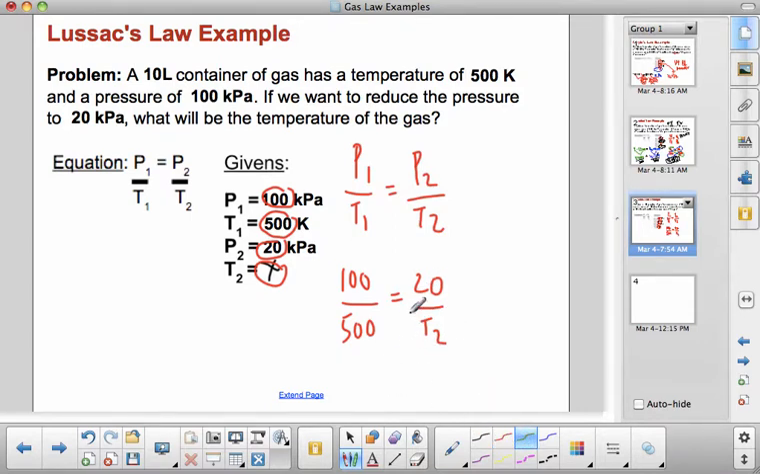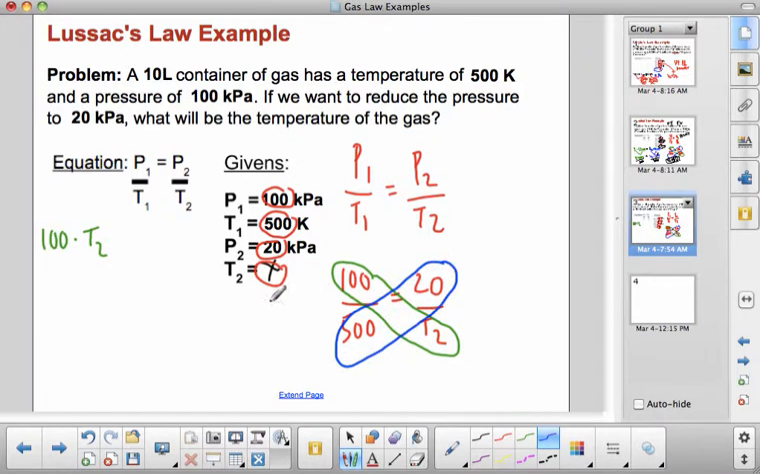The easiest way for us to solve for this T2 variable, I feel, is if we do cross multiplication. So again, we're going to multiply what's on top of this side across the equal sign to the bottom of this side here. So we're going to take the 100 and multiply it by the T2. We'll do the same thing on the other side. The top, which is the 20, we'll multiply it across the equal sign to the other side, which is the 500. So we'll have the 20 multiplied by the 500. That allows us to get everything on one level, and we can do our math from here.